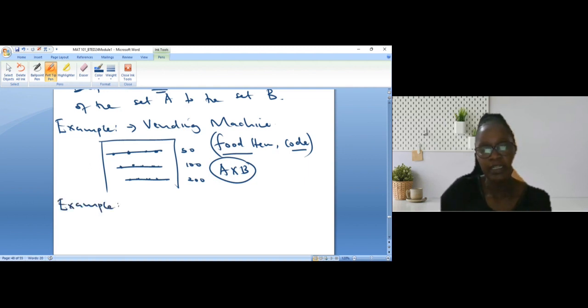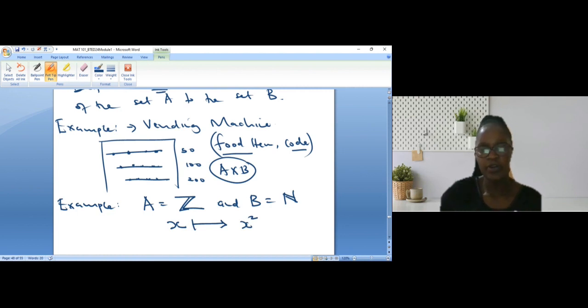Mathematically, I could say, for example, that I take my set A to be the set of integers and take my set B to be the set of natural numbers. And with the rule that every integer is assigned to its square. So you have a rule. You're not just pairing integers and natural numbers. You're pairing them under this rule.